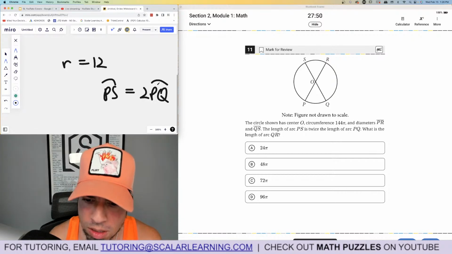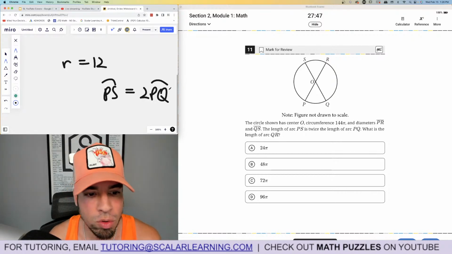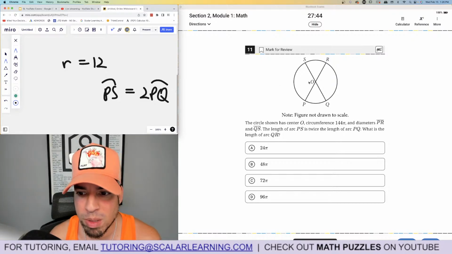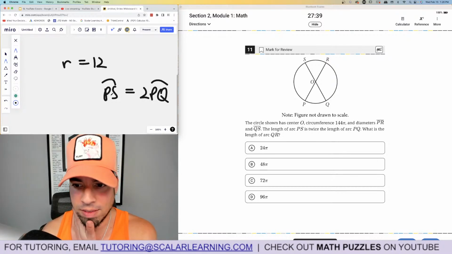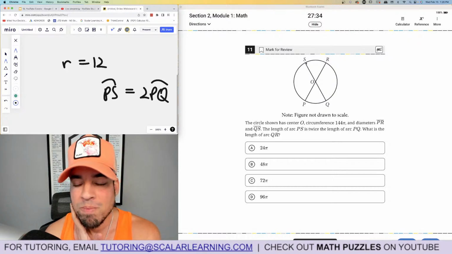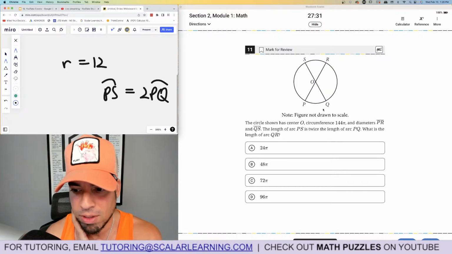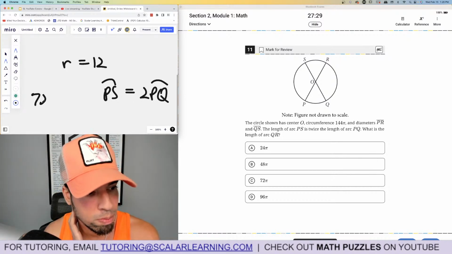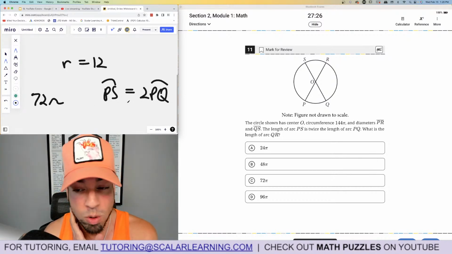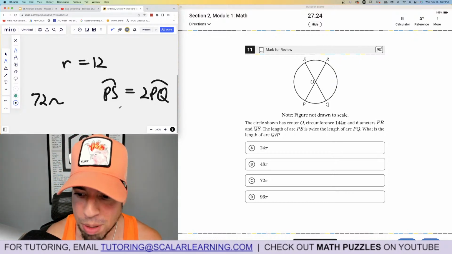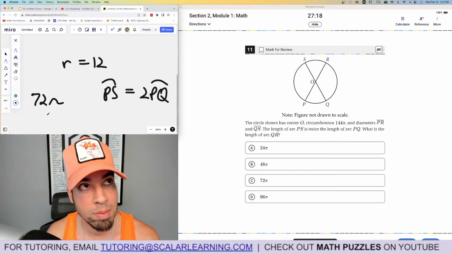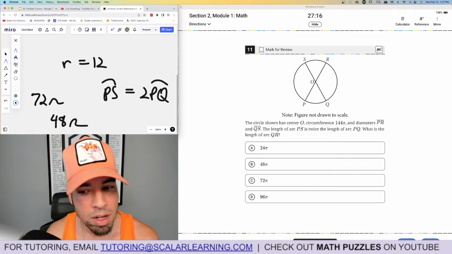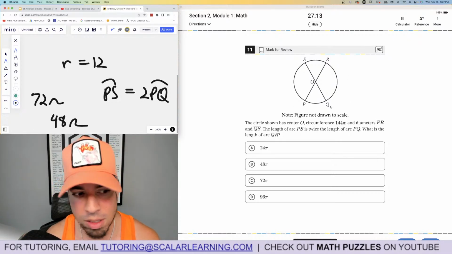Okay. What is the length of QR? Well, QR is the same as PS because these are vertical angles, so they're going to intersect the same arc. So if that's double that one, then that's like 1, 2, 3. So those make up half of the circumference, which is 72 pi. And then it's basically like a 2-to-1 ratio, aka like 2/3, right? So PS is 2/3 of this, which divided by 3 is 24 times 2 is 48. So it's 48 pi. And PS and QR are the same.